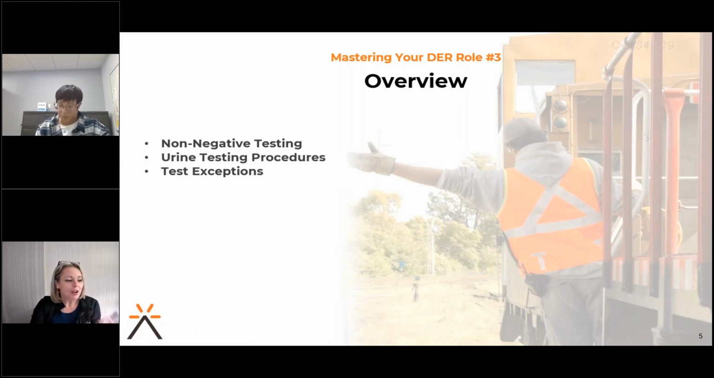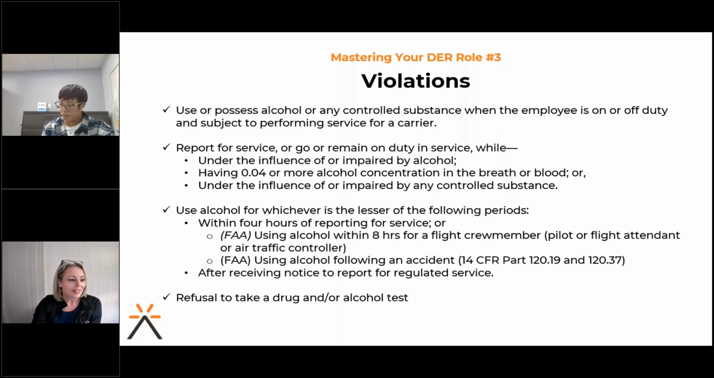Today we're going to be talking about non-negative DER, urine testing procedures, and some test exceptions. Okay, we all know that drug and alcohol testing isn't clear. The regulations are there, but outside those regulations, there are other things that could happen. During the presentation, I encourage you to type in any questions or comments that you have. Maybe you've had something that's occurred to you and you're like, did I do this right? Or you've been wondering, if this happens, what should I do? Put it in our questions so then we can bring up those questions during the webinar today and talk through them. But I really wanted to quickly bring up and talk about violations.